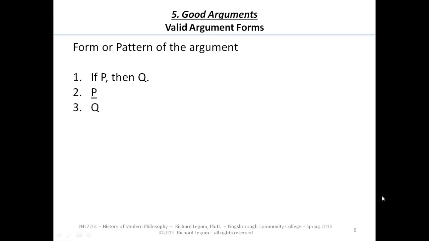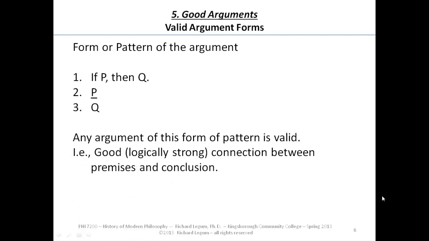We saw those were good forms of arguments. In fact, they were the same form as one of the first arguments we considered. If P, the president is in the White House, then Q, the president is in Washington, D.C. Second premise, P, the president is in the White House, therefore Q, the president is in Washington, D.C. And we see that any argument of this form or of this pattern is valid.